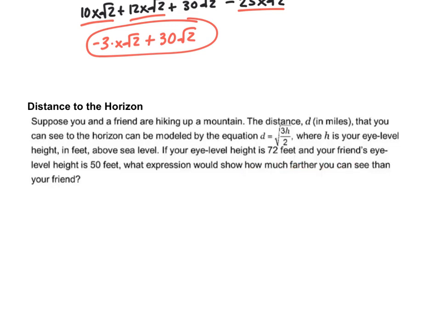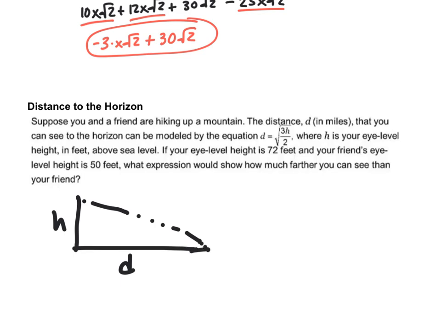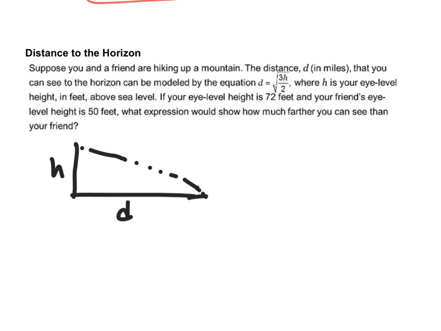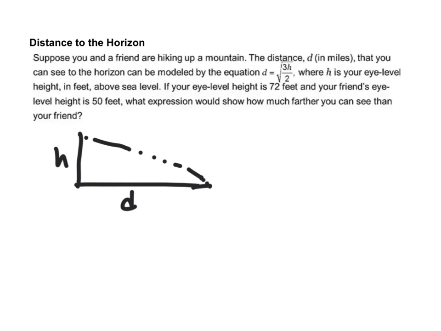All right, so let's just kind of draw a picture. This is the height. This is the distance. And how far can you see? That's the distance that you can see. What I want to show is that one friend has an eye level, or our eye level, at 72 feet, and then our friend's eye level, their height, is equal to 50 feet. And we want to find the difference, how much farther I can see than my friend. So the higher you go, the more you can see.